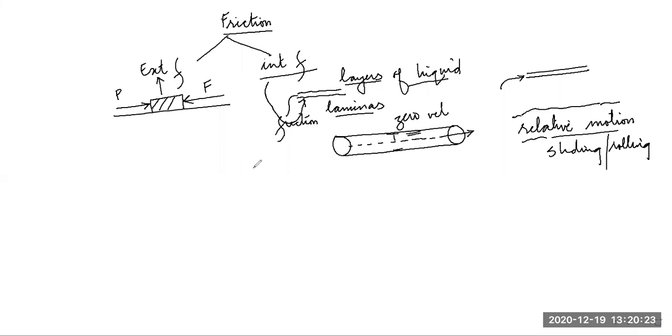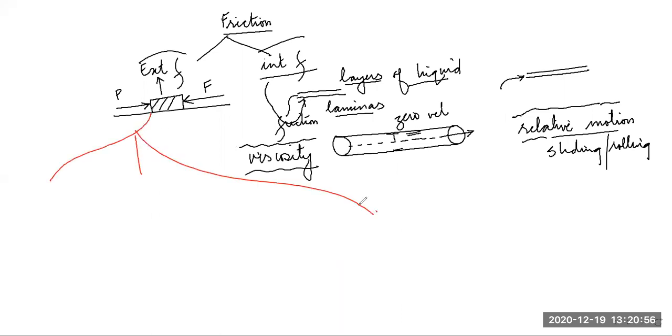This internal friction is also known as viscosity, which we will be studying in detail in the chapter mechanical properties of fluids. Viscosity, right? Well, this is done. Now we have different types of frictions. We have done external and internal friction. Now external friction is again of three types. What is that? One, two, three.